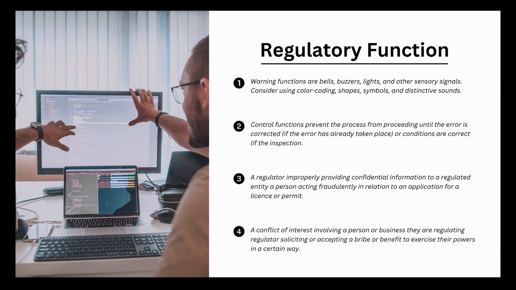Third, a regulator improperly providing confidential information to a regulated entity, a person acting fraudulently in relation to an application for a license or permit. Fourth, a conflict of interest involving a person or business. They are regulating regulators soliciting or accepting a bribe or benefit to exercise their powers in a certain way.